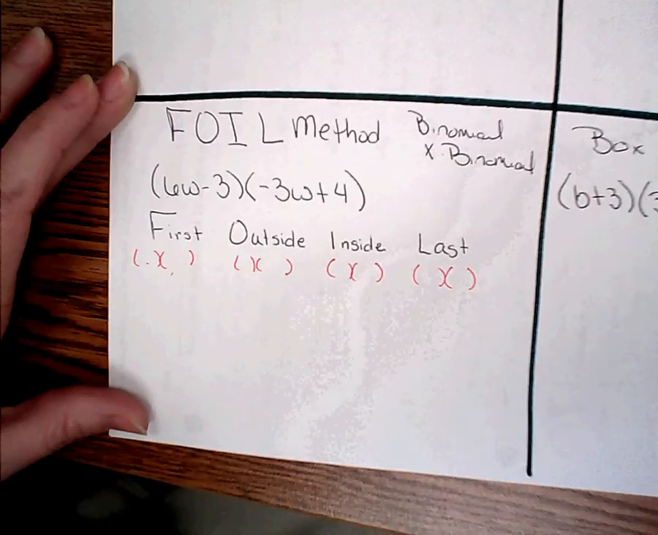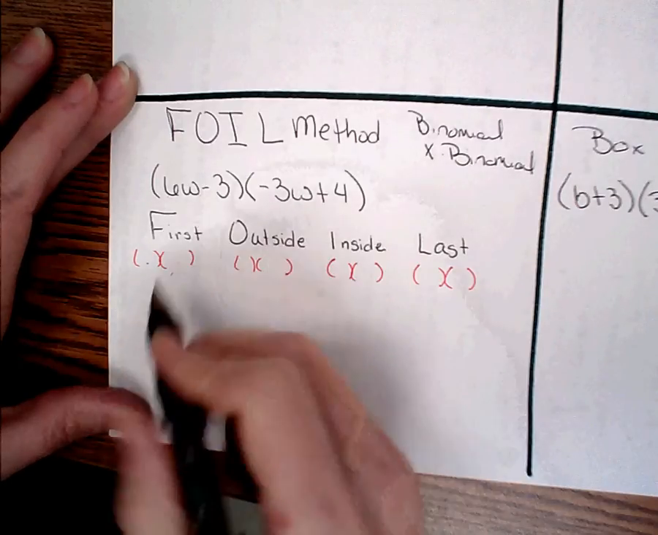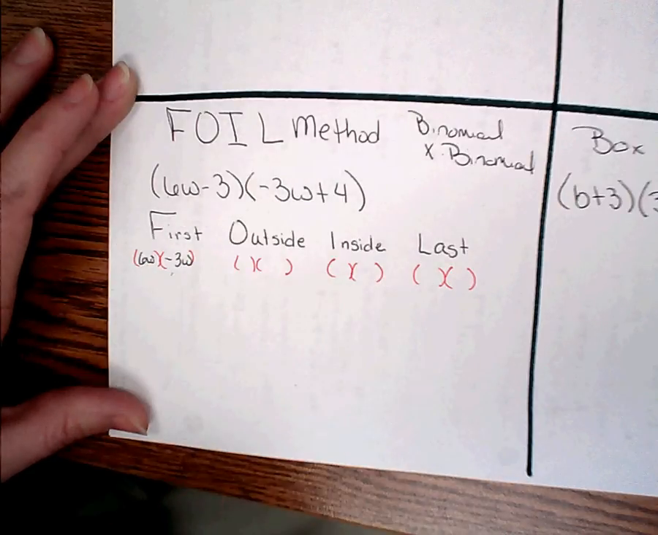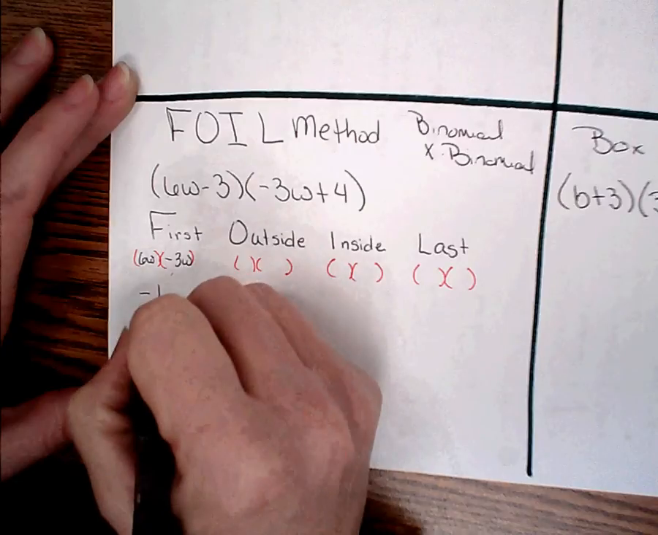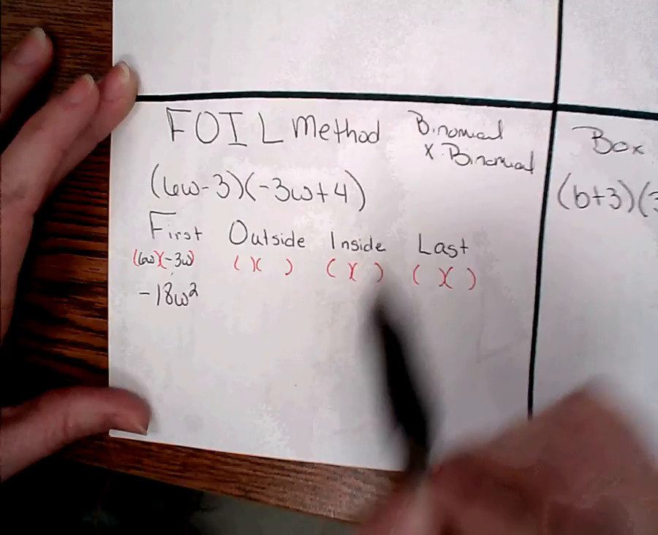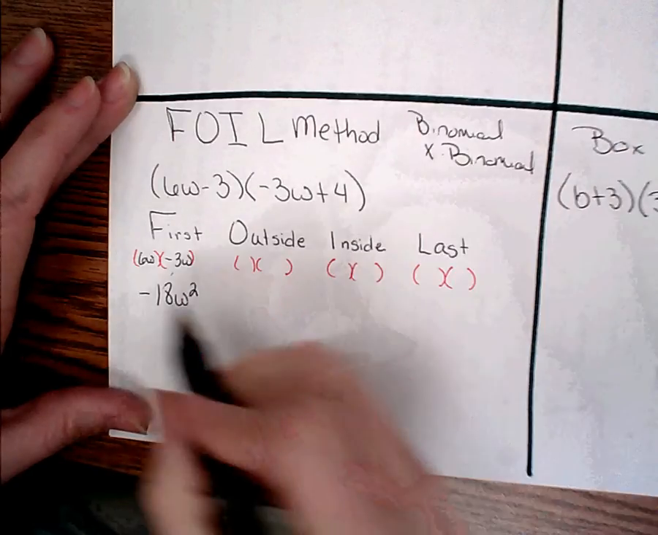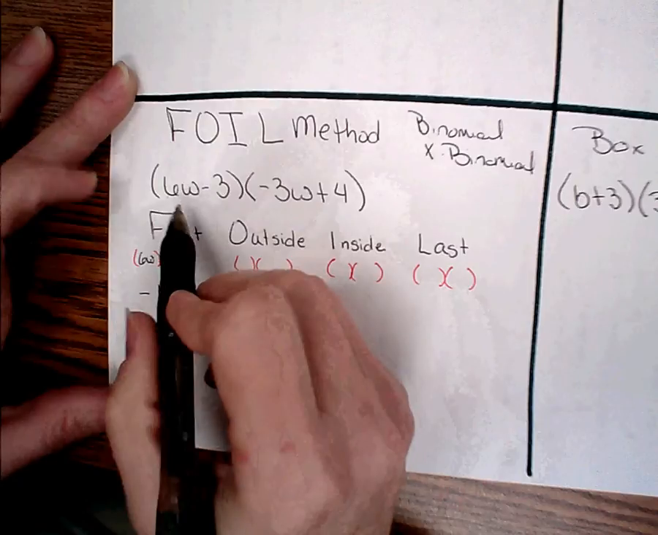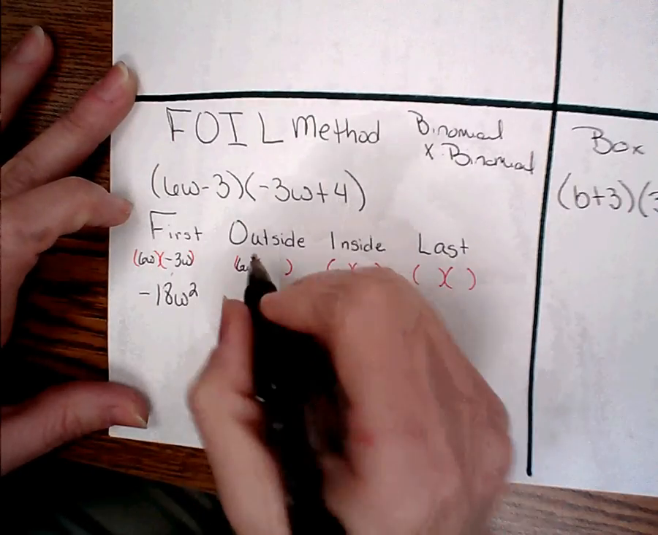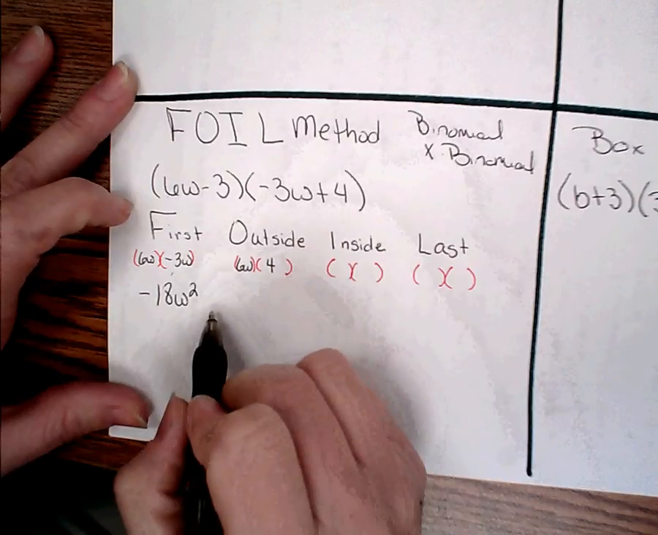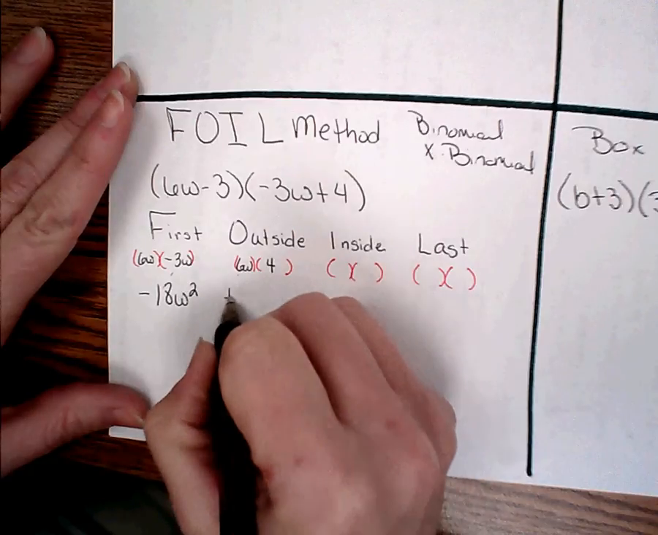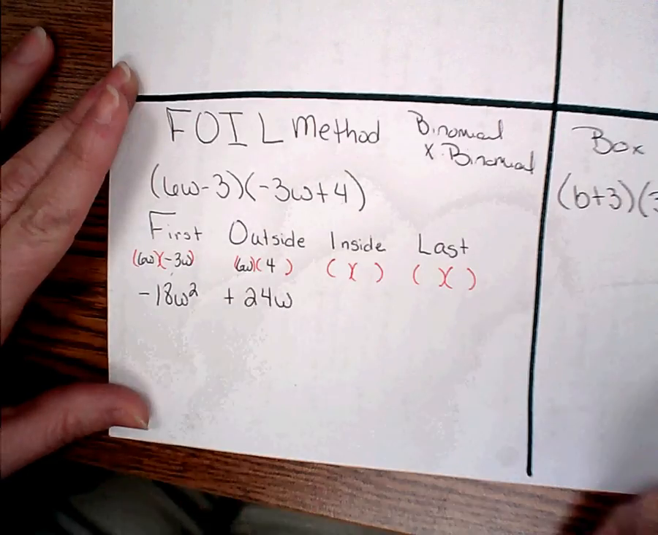So the first terms here are 6w and negative 3w. 6w times negative 3w is going to give me negative 18w squared, because remember, you add your exponents like we did in the box above. Outside terms: 6w is on the outside, 4 is on the outside, and it's multiplying, so we're multiplying polynomials. So this is 6 times 4, which gives us positive 24w.